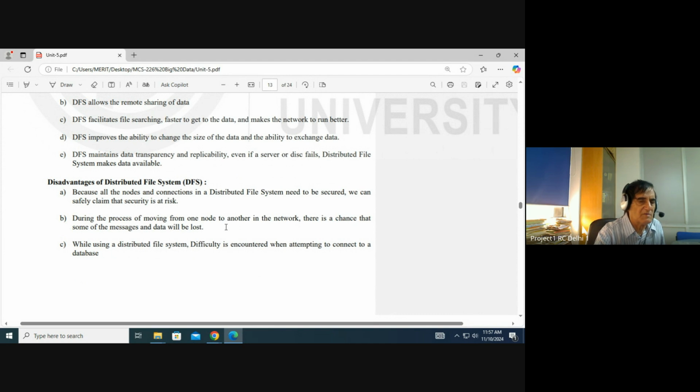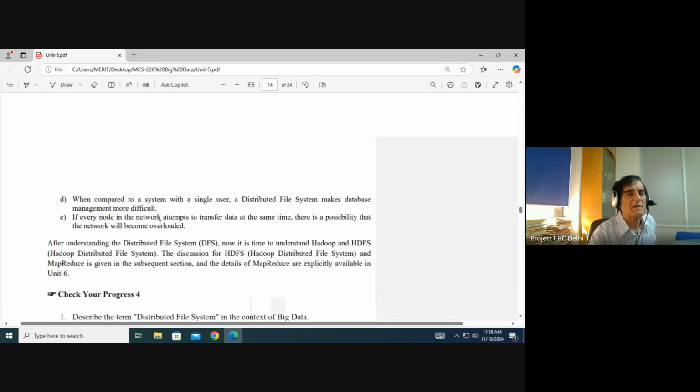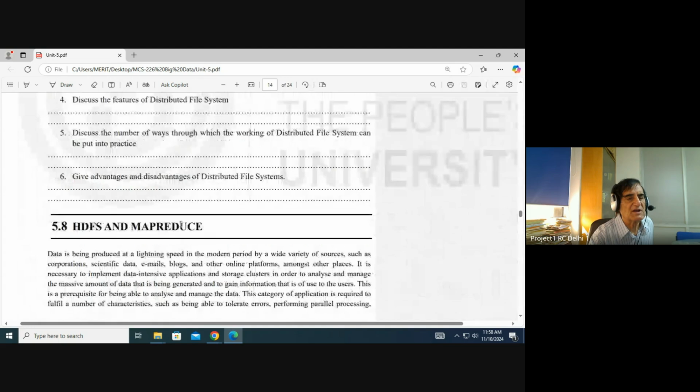Now there is no problem with this because you have multiple processing units and blades. While using a distributed file system, difficulty is encountered when attempting to connect to the database. That is also being solved now. When compared to a system with a single user, a distributed file system makes database management more difficult. If every node in the network attempts to transfer data at the same time, there is a possibility that the network will become overloaded. That's possible, so one has to take care of it.